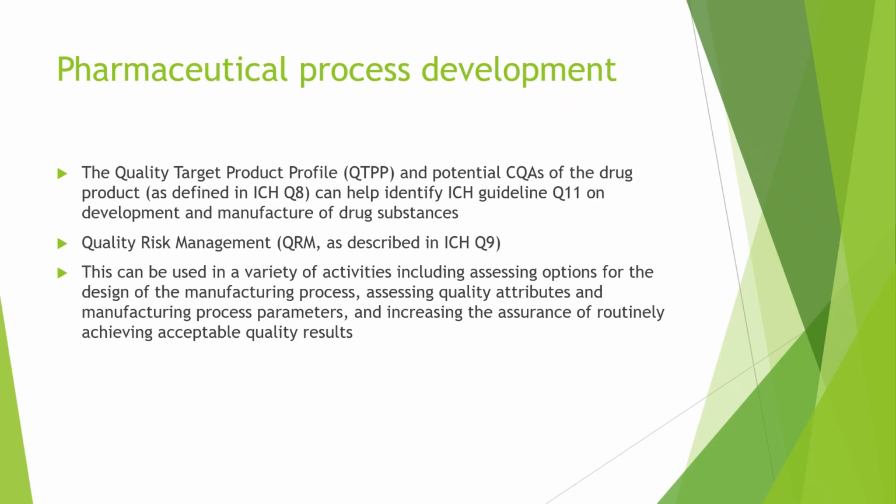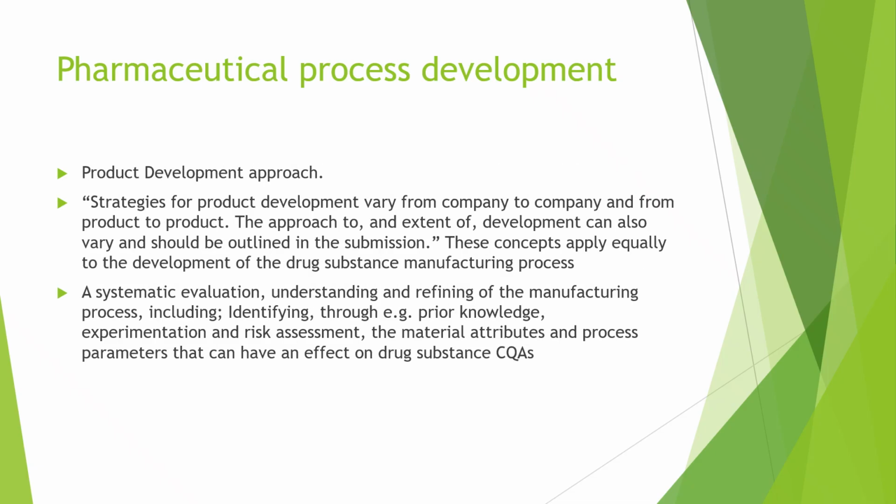The quality target product profile is to be designed and potential CQAs of the drug product defined. So the quality target product profile, QTPP, and potential CQAs of the drug product, as defined in ICH, can help to identify and focus on development and manufacture of the drug substance. Quality risk management, QRM, can be used in a variety of ways.